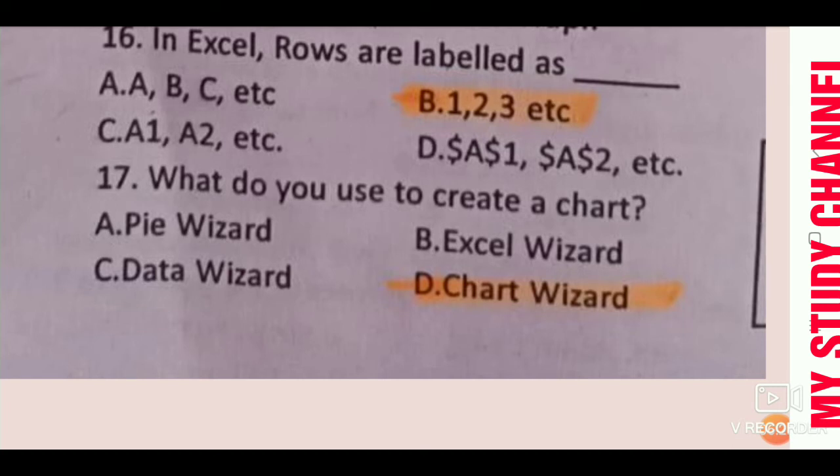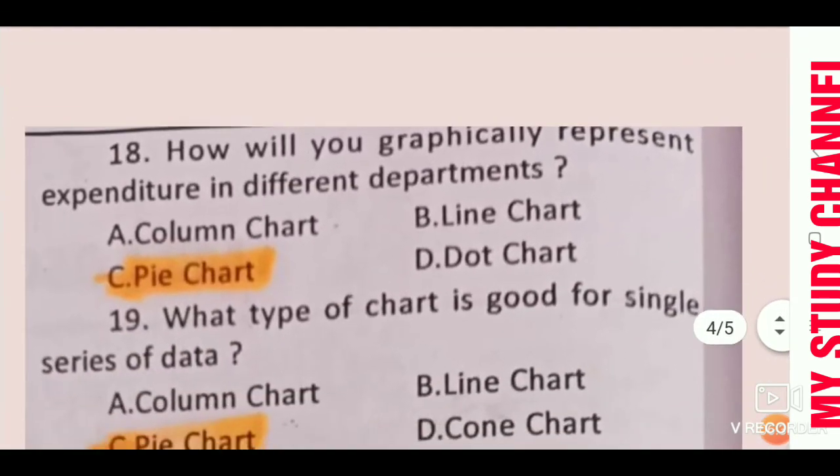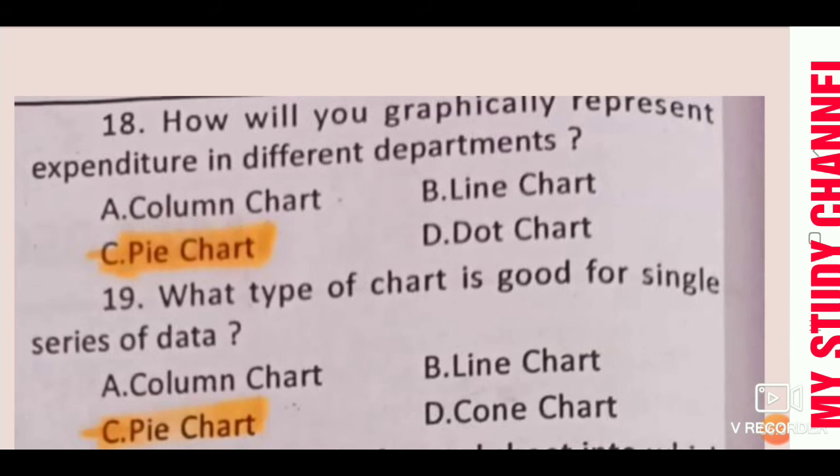Chart widget is used to create a chart. So option D is the right answer. Next question is how will you graphically represent expenditure in different departments? Here answer is option C, that is pie chart.